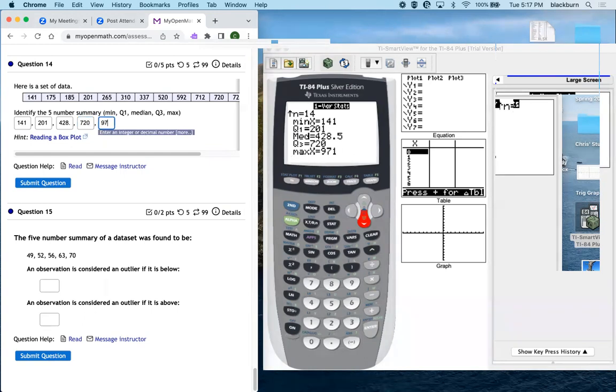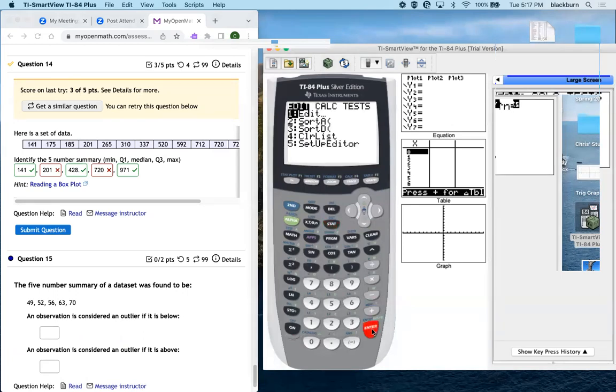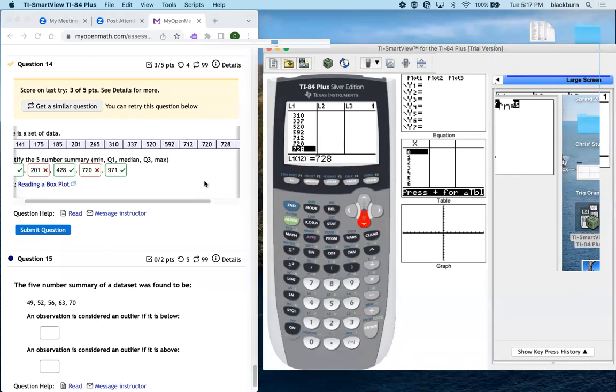720. Watch, I probably typed one of them wrong. There we go. So I must have typed one of them wrong, right? Anyone see which one? So 141, 175, 185, 201, 265, 310, 337, 592, 712. All right, it's not liking that. I wonder what happened. Those are all correct.